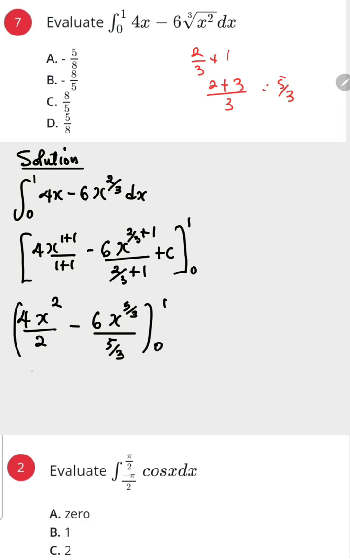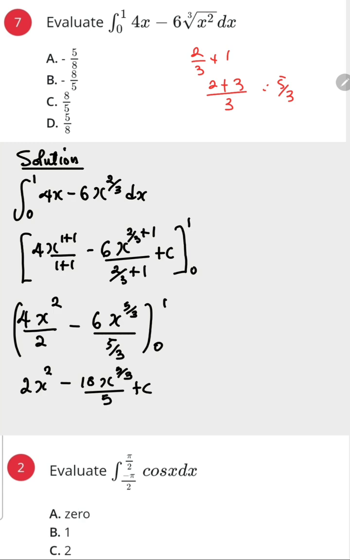Now, watch. This is going to be 2. Remember that it's plus c anyway, so I'll put it in the next writing. So this is 2x squared. Now, when you work this out, you're going to have, this is going to be 18, then x to power 5 over 3, then all over 5, plus c.